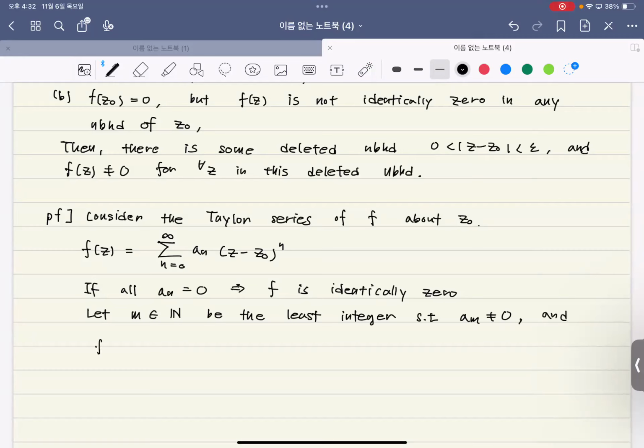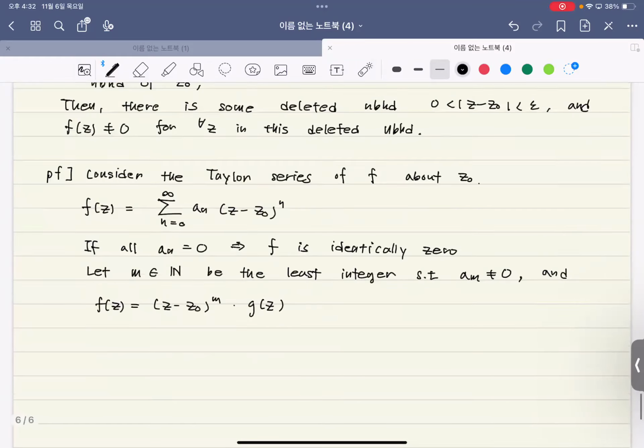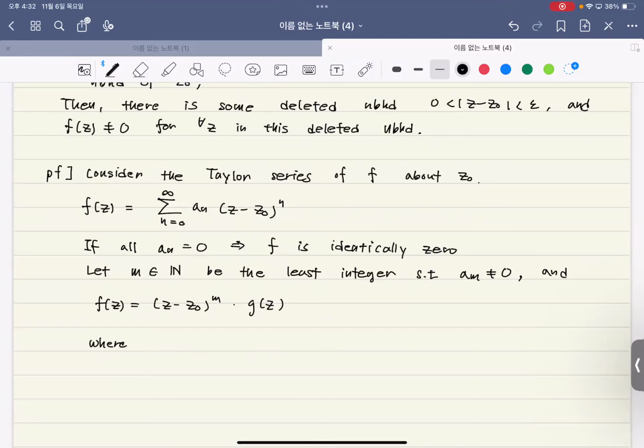In this case, I can factor out the factor of (z minus z0) to the m, multiplied by another analytic function, g of z. This is clearly an analytic function. On top of that, g of z0 must be non-zero.